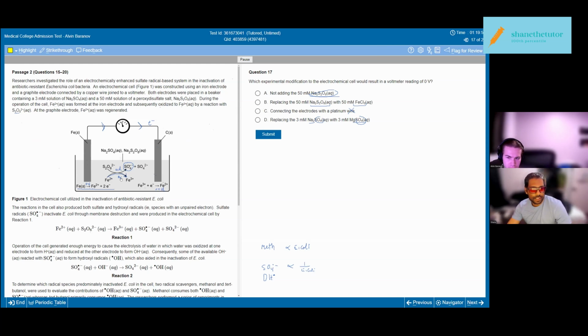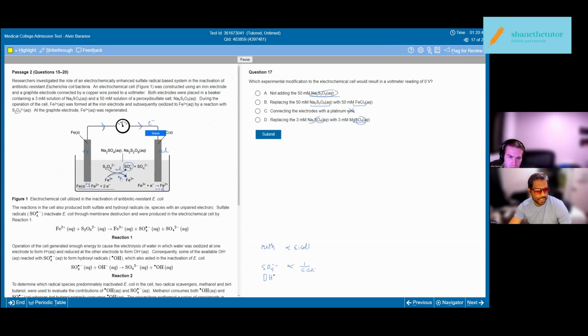So basically, the iron electrode gets oxidized, loses electrons, to form Fe2 plus, and Fe2 plus can react with S2O8 2 minus to turn into Fe3 plus and the radical SO4. And at the graphite electrode, the Fe3 plus can be reduced into Fe2 plus, and that's where the reduction takes place. So oxidation here, reduction here, and we need this to keep going.